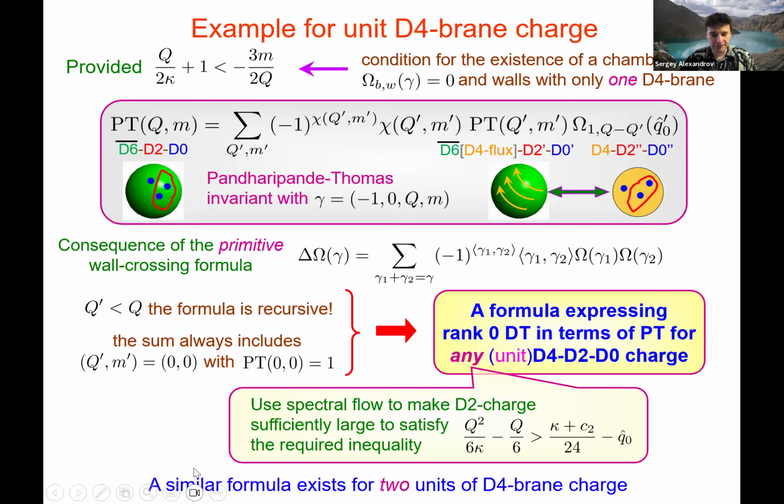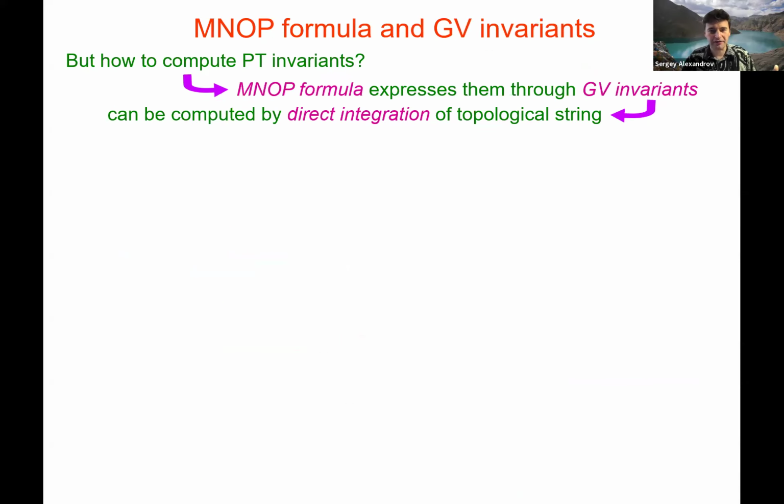And moreover, a similar formula has also been derived when the D4 brane charge is equal not only to 1, like here, but also to 2. So in this way, we expressed D4, D2, D0 BPS indices through PT invariants. But how to find these guys? Well, here we use this MNOP formula, which I mentioned in the beginning of my talk, which expresses it through GV invariants, and these GV invariants in turn can be found using direct integration.